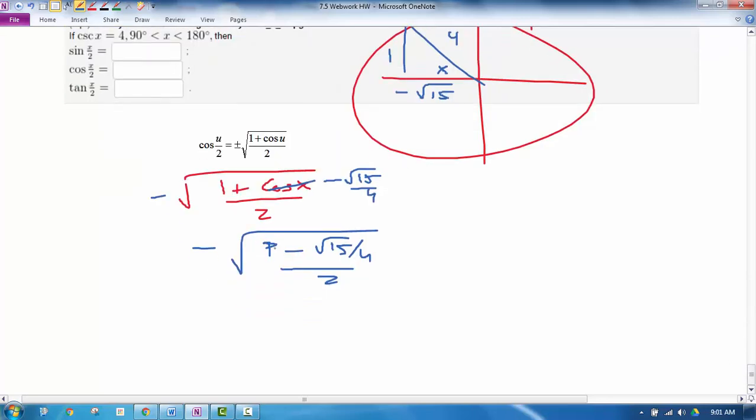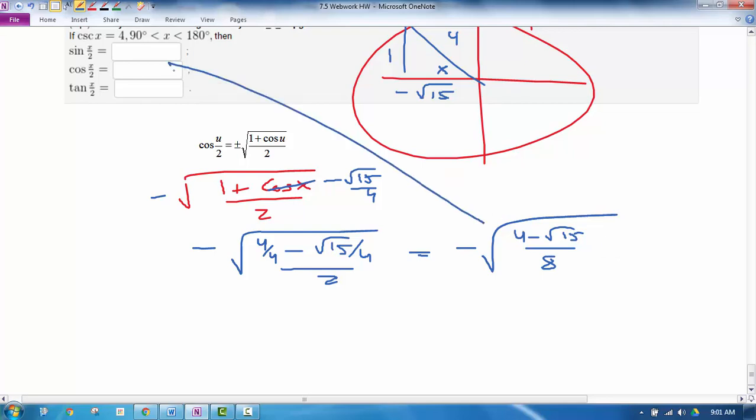Alright, so I'm going to get a common denominator right here again. This is 4 over 4. So this turns into 4 minus the square root of 15 all over 4. And now instead of dividing by 2, I'll multiply by 1/2. So once again, this turns into an 8 right here when I do that. And that's my answer right there. I know it's a lot to enter in, but let's enter that in right there.